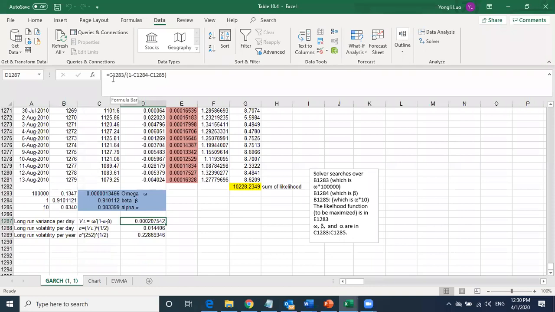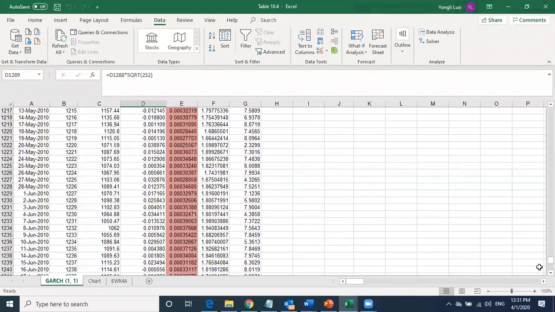Okay, what is the long run volatility? The long run volatility is the square root of your long run variance. The long run volatility per year, because the volatility we calculated here is a daily volatility, you have to multiply by the square root of 252, and you get the long run volatility per year.